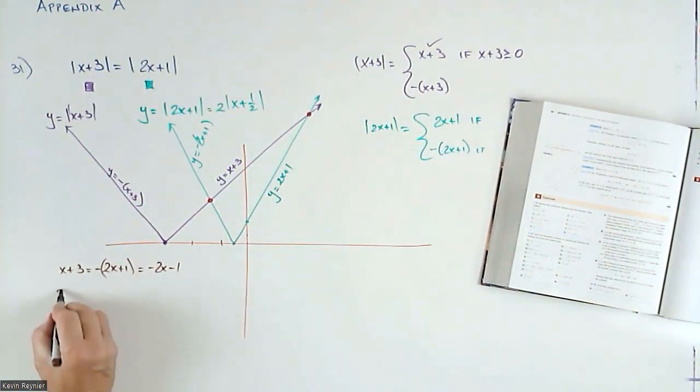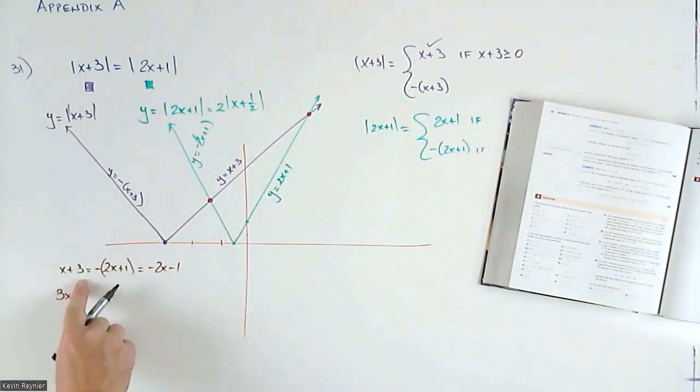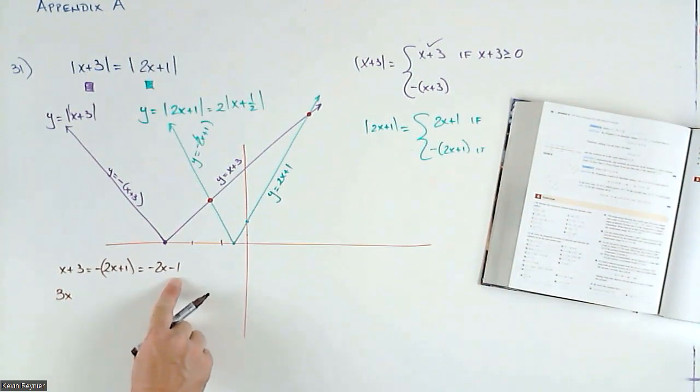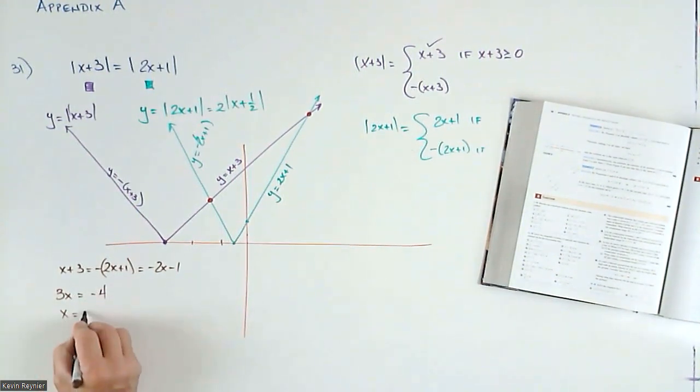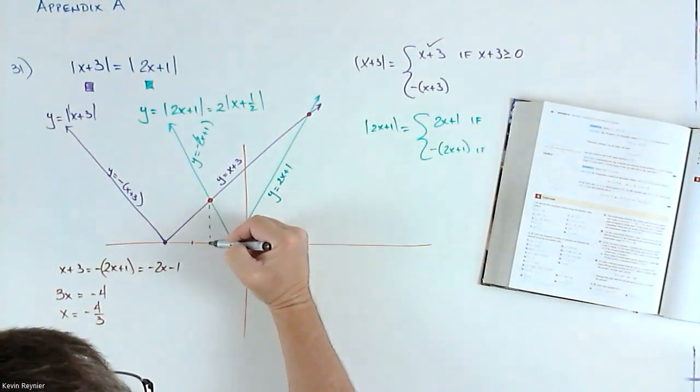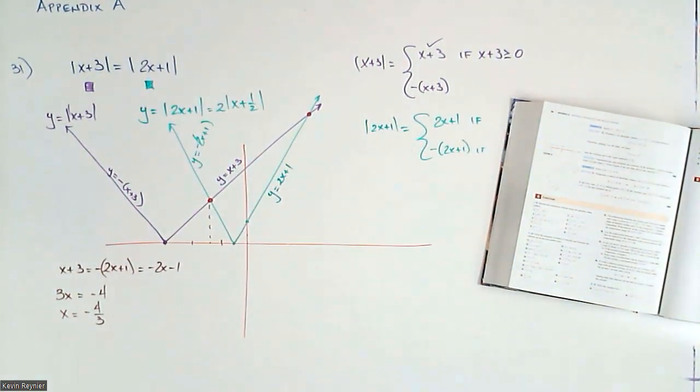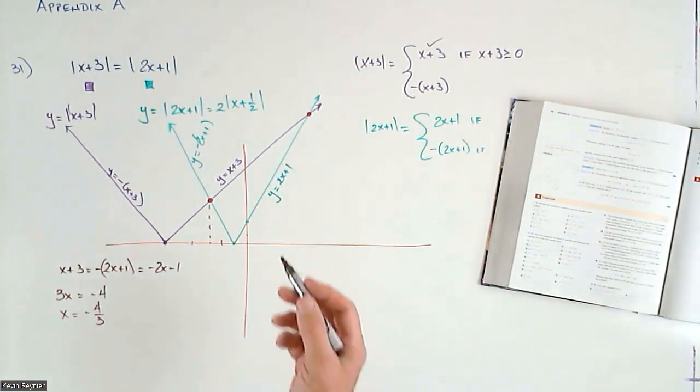Move this over here, you get 3x. Move this 3 over here, it's negative, so you get -4. And you get x equals -4/3. Which, if you look at this, is pretty close. For a quick sketch, that looks like -1 1/3. It's not unrealistic.